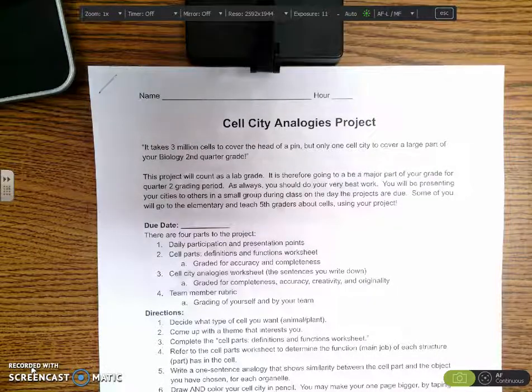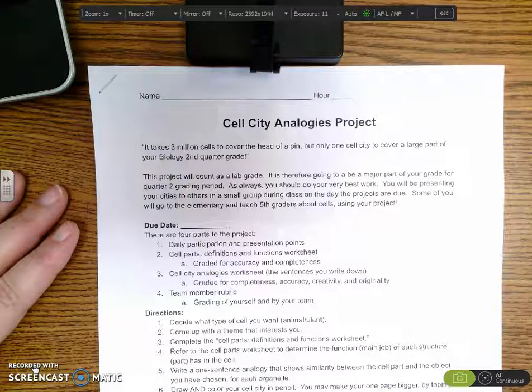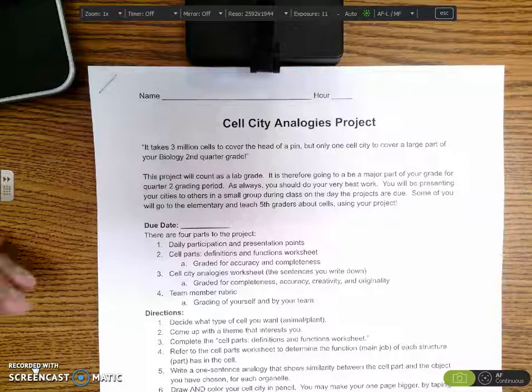Hi, if you're watching this video, it's because we have started a Cell City Analogies project, and we're currently in Chapter 7, Section 3. This is a huge part of what you're learning this year, the different organelles and their functions, and also how they work together to help the cell maintain certain functions, one of them homeostasis. So this is about a week-long class project.